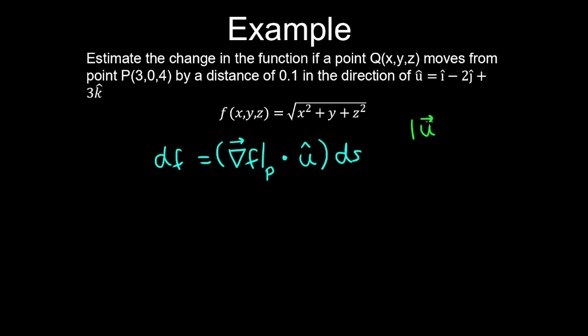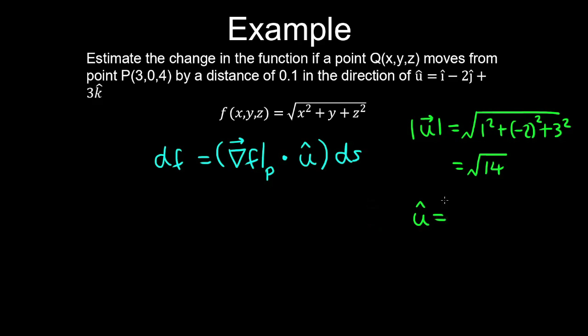So taking the magnitude of the vector, we get the square root of 1 squared plus negative 2 squared plus 3 squared, which gives us square root of 14. So the unit vector has an i component of 1 on root 14 in the i direction, minus 2 on root 14 in the j direction, and plus 3 on root 14 in the k direction.